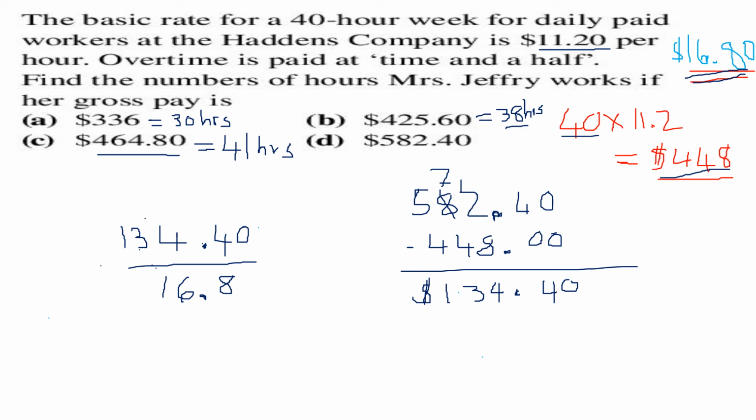Time and a half. So if I divide this, and I'll use my calculator here, 134.4 divided by 16.8, that gives me, according to my calculator, exactly 8 hours. But notice that 8 hours is overtime. So how much did she work this week? The 40 hours here and the overtime here, that would give us 48 hours. Very nice question.